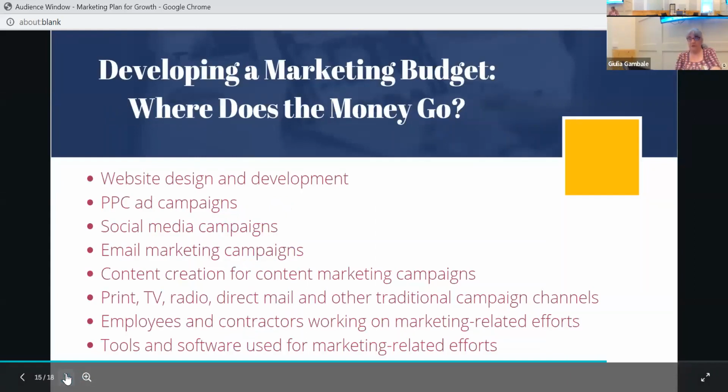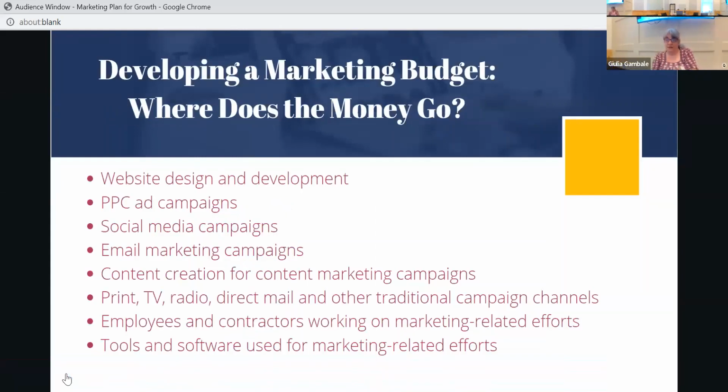All right. So where does the money go, right? And these are just, again, some examples of the larger, bigger picture of where marketing budgets usually go. And I'm going to go from the bottom up. Employees and contractors working on marketing related efforts, right? So you got to pay people. Tools and software used for marketing related efforts.